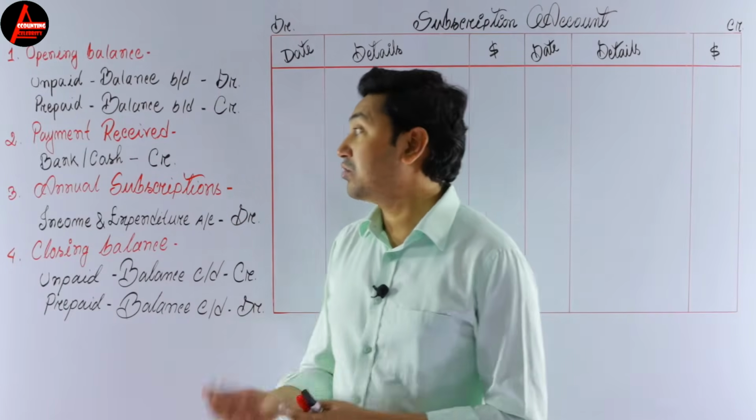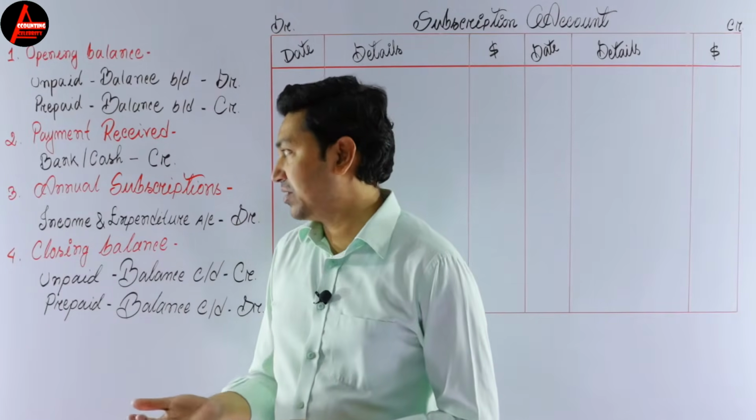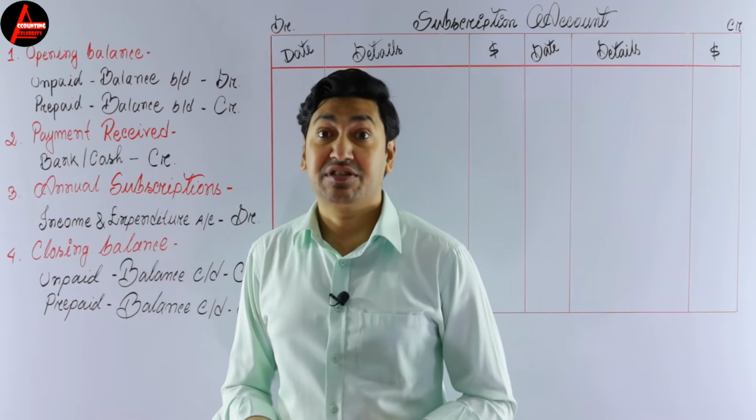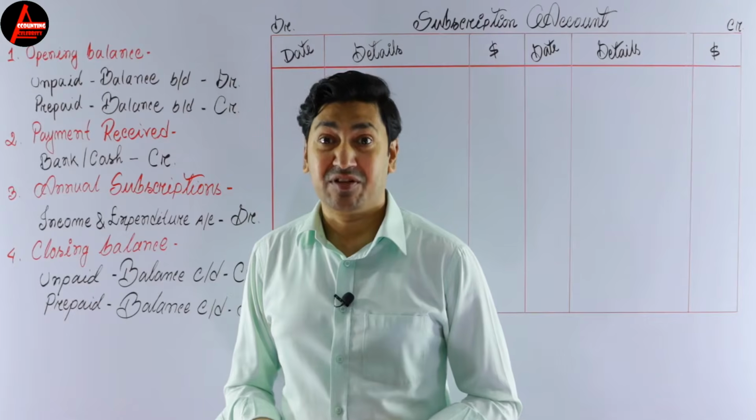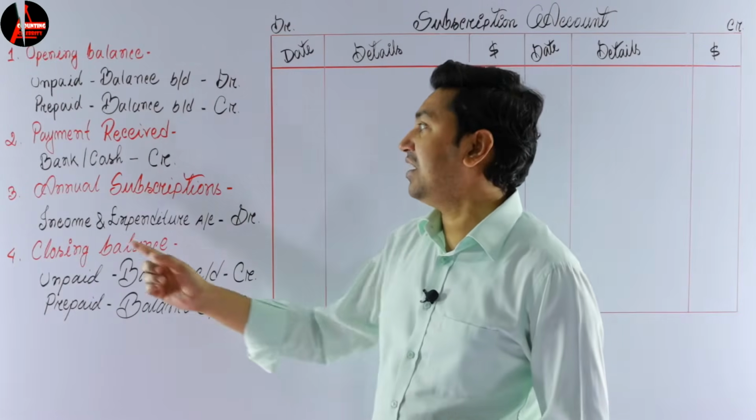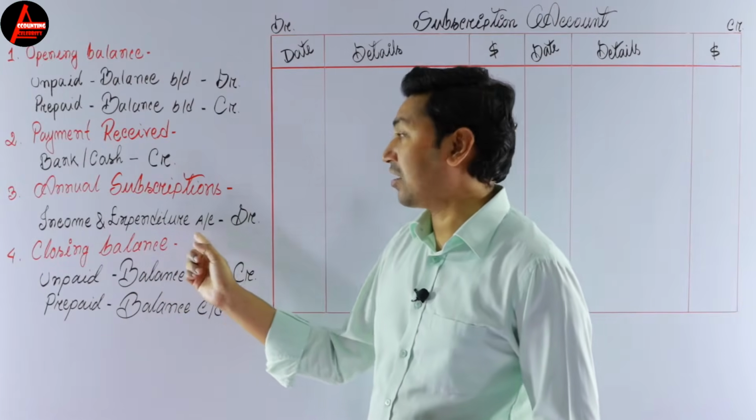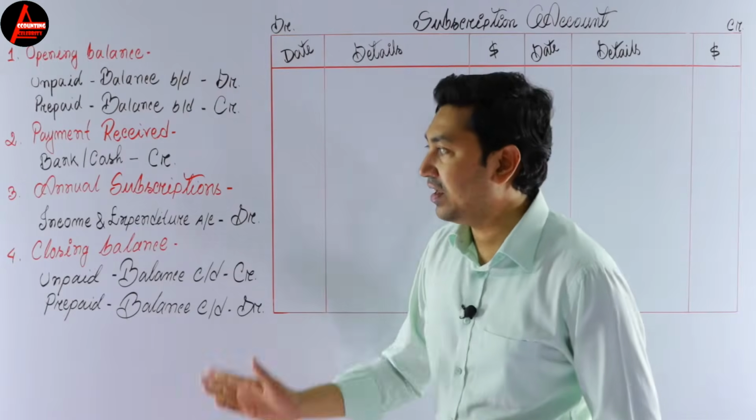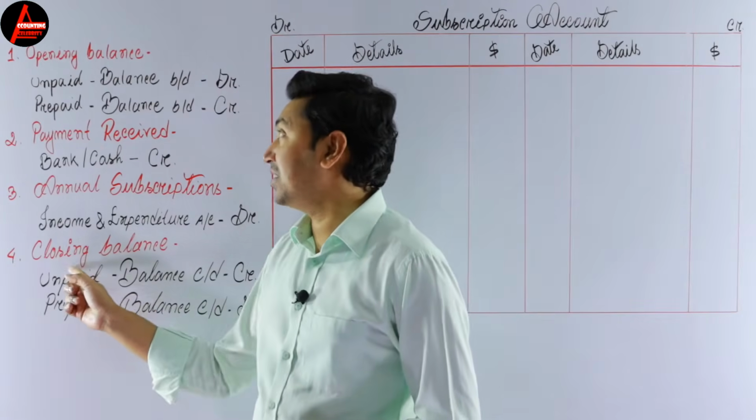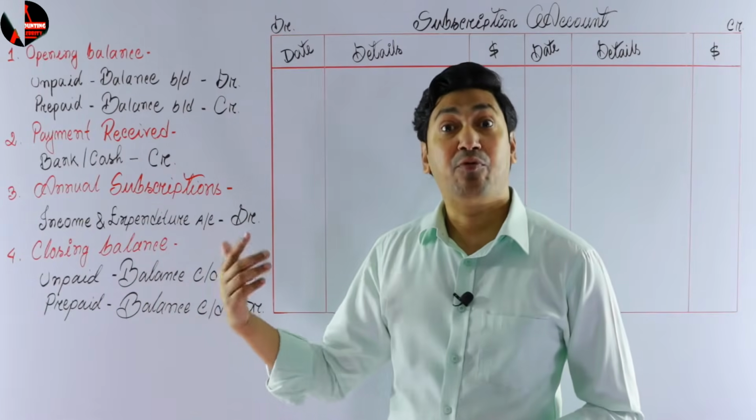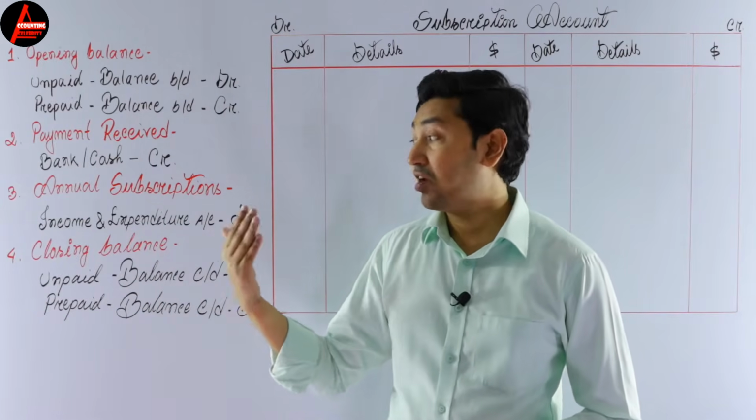Number 3 here, annual subscriptions. It means the amount of subscription receivable within the period, for 1 year. It will be recorded as income and expenditure account on the debit side here. Then the last one, number 4, is closing balance. It is just like opening balance. So here you may have 2 balances, may have 1, depending on the question.